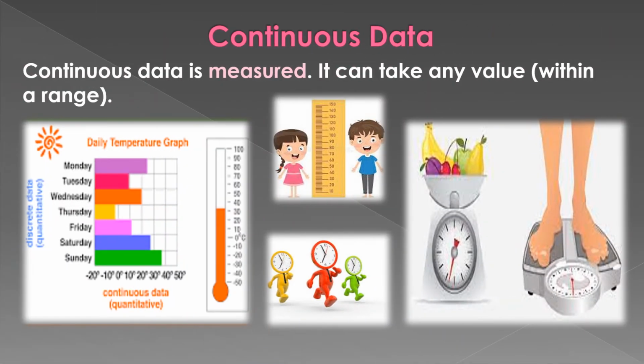Now let us have continuous data. Continuous data is measured. So your keyword is measured. It can take any value within a range. So the first one is temperature, height, time, and weight. So these are under continuous data.